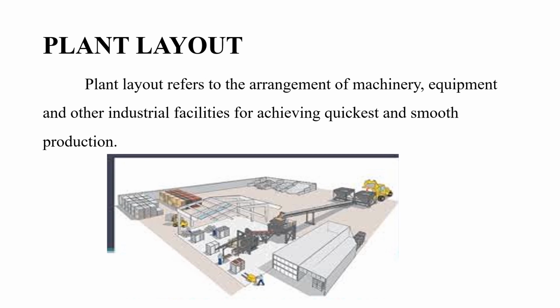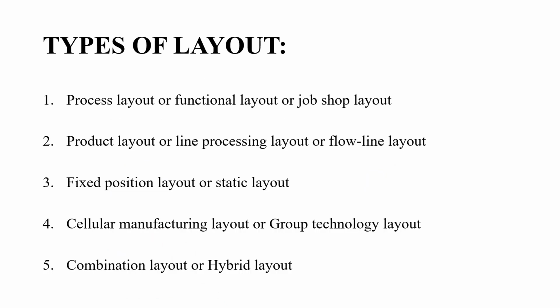Now let us see the types of layouts. Layout is essential for arranging and grouping of machinery so that there will be smooth production of goods. The arranging of machineries, equipment and tools will be done in different ways. According to the situations and the manufacturing unit, the layout differs from one manufacturing unit to another. Let us see how many types of layouts there are.